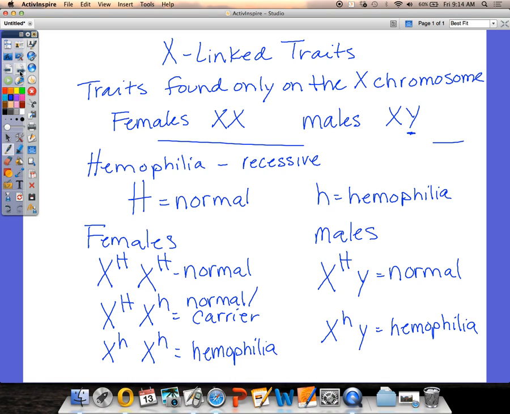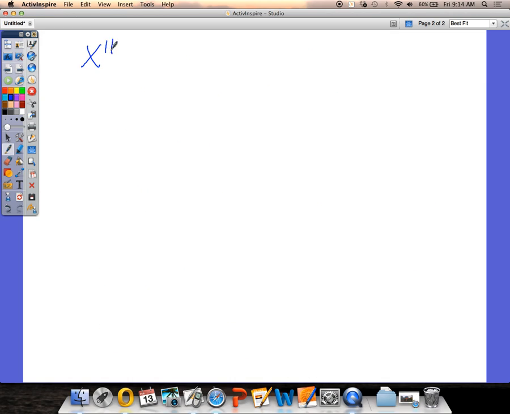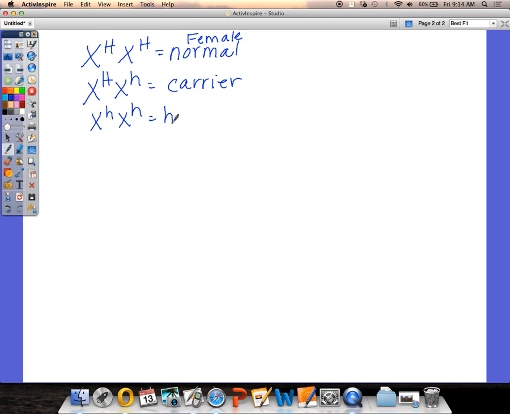So I'm going to switch pages and we'll rewrite this. X capital H, X capital H is normal. This is a female. X capital H, X little h is a carrier. X little h, X little h is hemophilia. And remember, these are females because XX equals female. Males, you only have two options, X capital H, Y, normal, and X little h, Y, hemophilia.